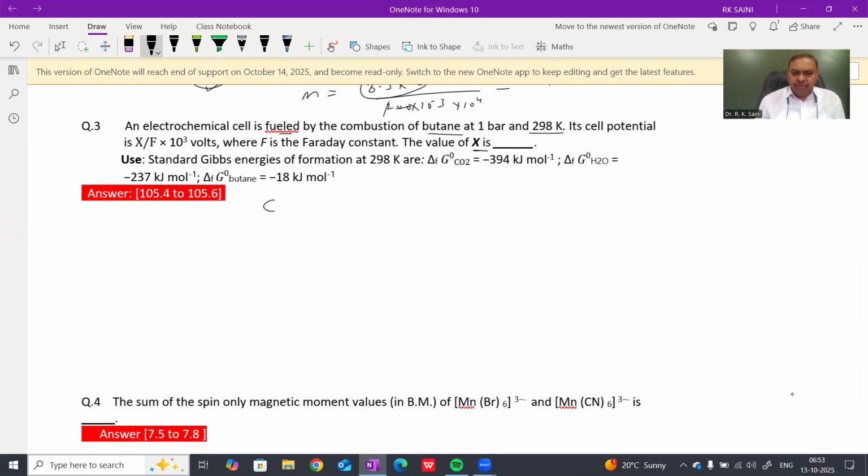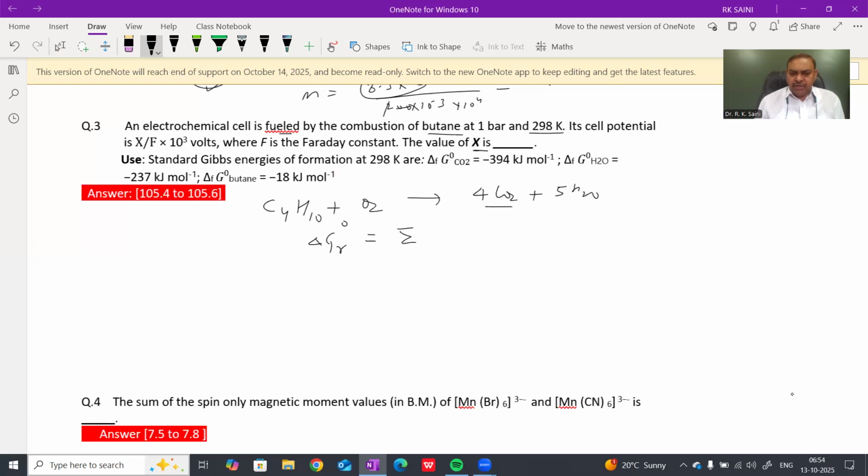First of all, we write the equation for the combustion. C4H10, butane, takes part in combustion. Therefore, all carbon changes into CO2 and all hydrogen changes into water. And hence, first of all, we find ΔG of this reaction at standard condition. Given ΔG means the enthalpy of formation.